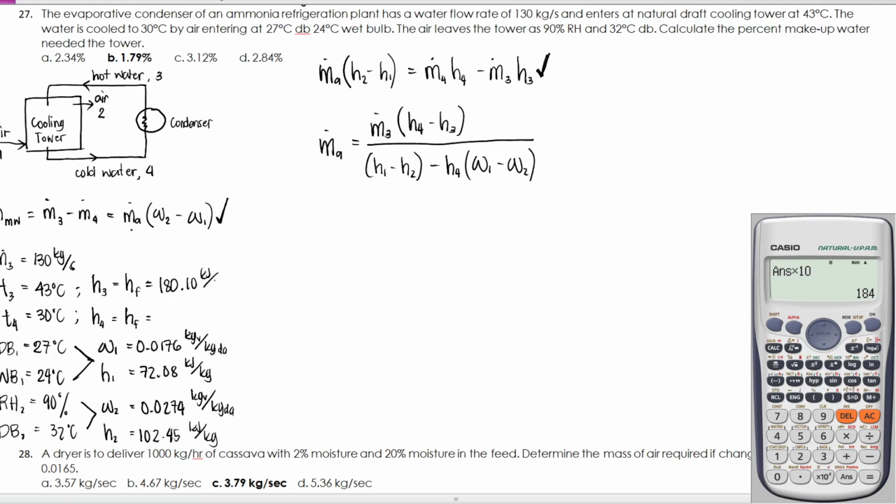180.10 kilojoules per kilogram. While ang HF at 30 degrees Celsius naman ay 125.70. Okay, so binasa lang natin yan sa steam table. Alright, so ayun, meron na tayong mga properties na yan.